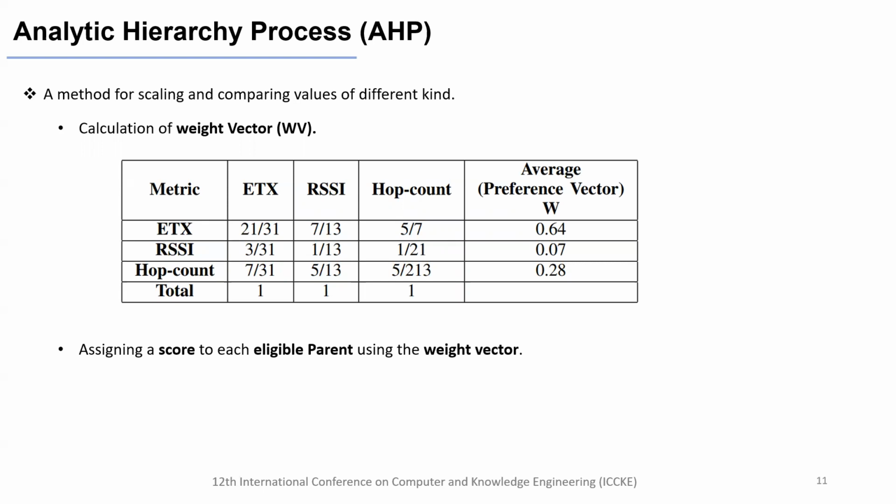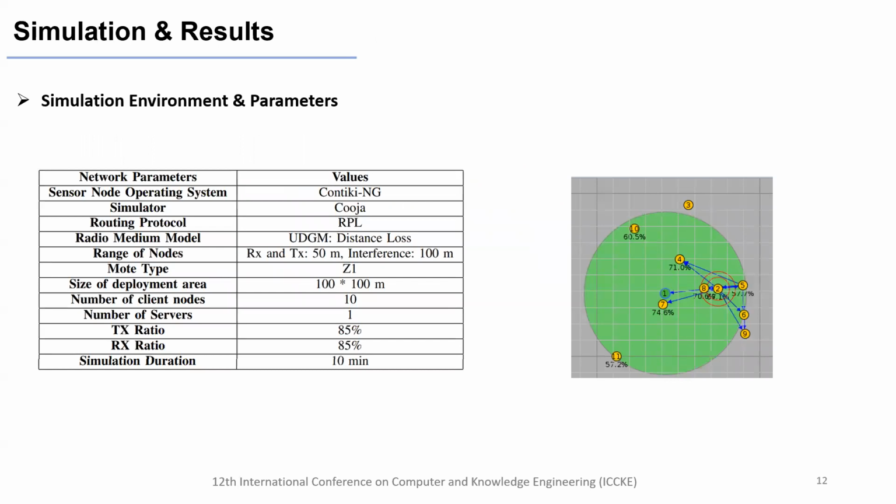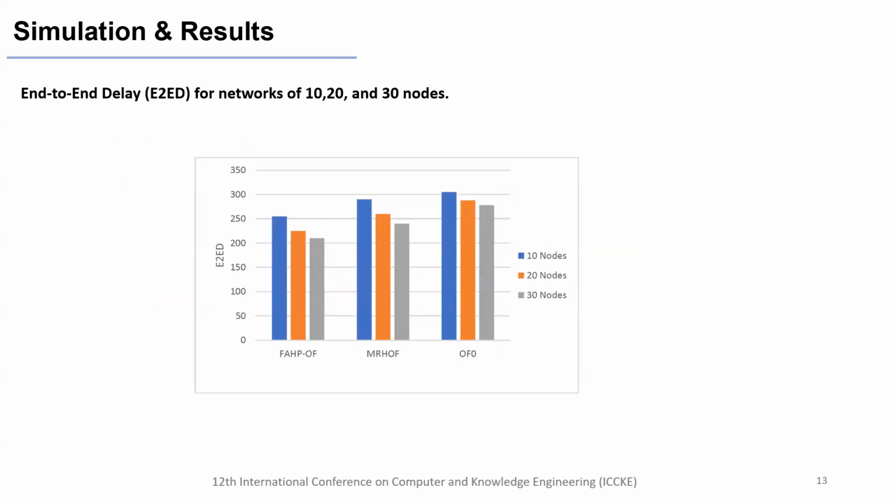In the simulation part, we used the Koosha simulator with the parameters below for networks of 10, 20, and 30 nodes. On the right, we can see a visualization of a scenario of 10 nodes. First, we calculated end-to-end delay for these three networks, the networks of 10, 20, and 30 nodes, using our proposed method FAHP-OF and also RPL's original objective functions, which are MRHOF and Objective Function 0. As we can see, our method has outperformed the other two objective functions for all three scenarios.